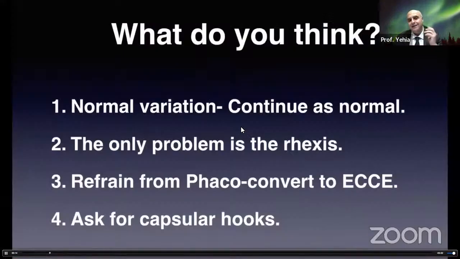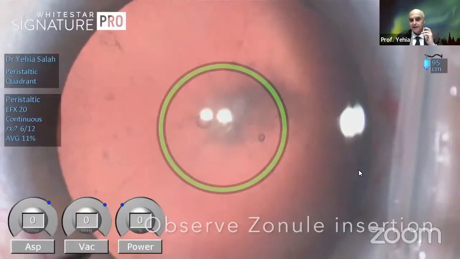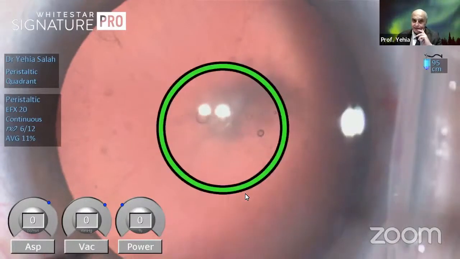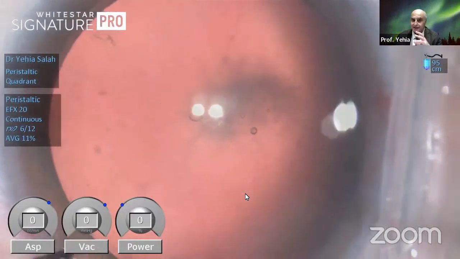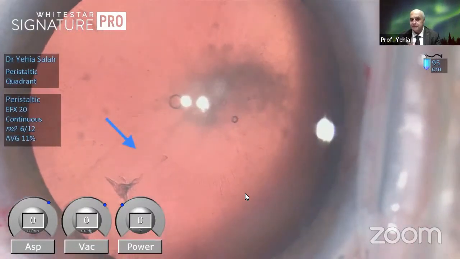And then I said my challenge will be to do the capsular access without cutting through these zonules. This is what I did. And I was very happy that I could complete the capsular access safely.